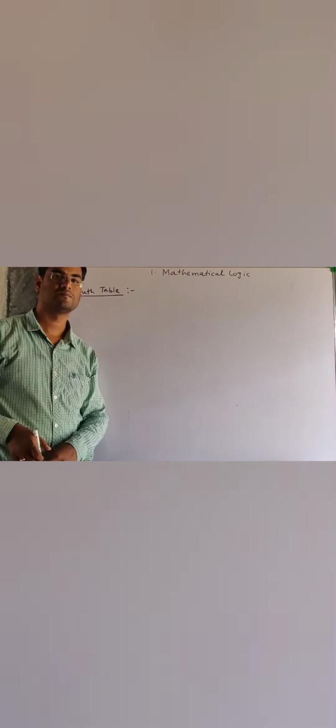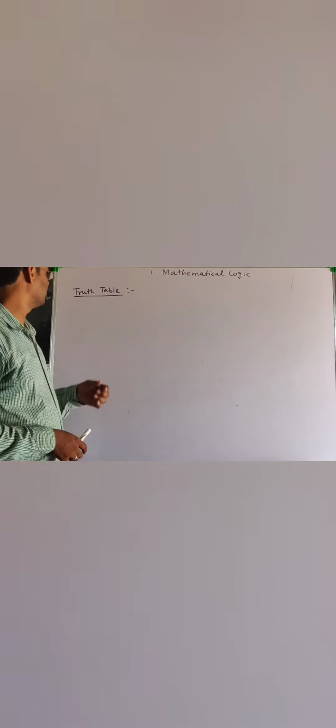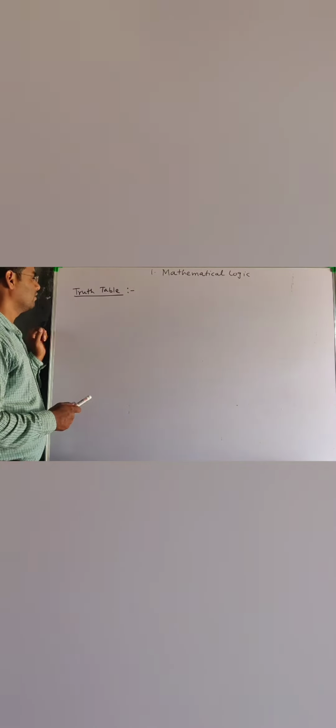We have started with the topic mathematical logic. In the last lectures we have seen the definition of statement and types of connectives. Today's topic is the truth table.